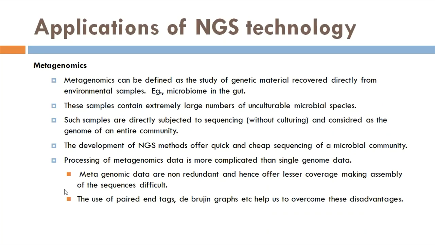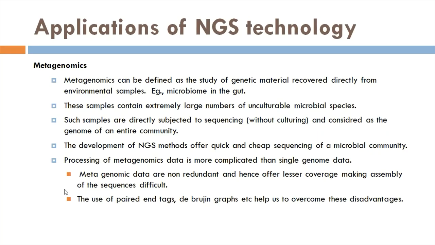The next important application of NGS technology is metagenomics. Metagenomics is a study of a community of unculturable microbial species. Say, for example, you have a microbiome, the human gut microbiome. Most of those microbes cannot be cultured. What you can do is take a sample of human fluid from the human gut and directly sequence the DNA present there.